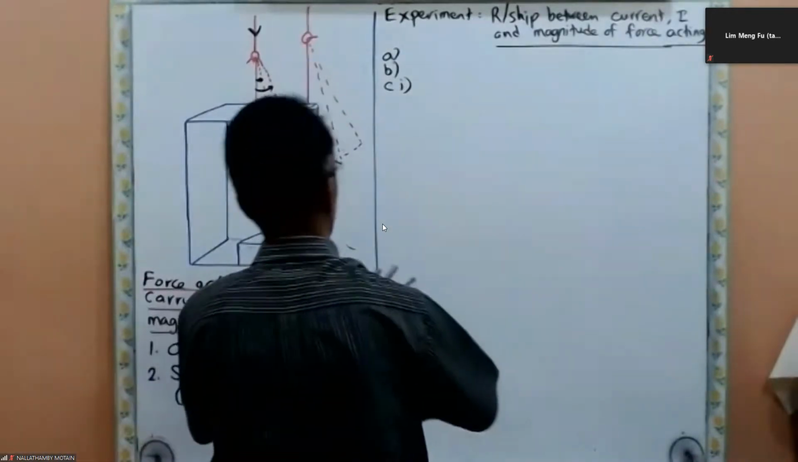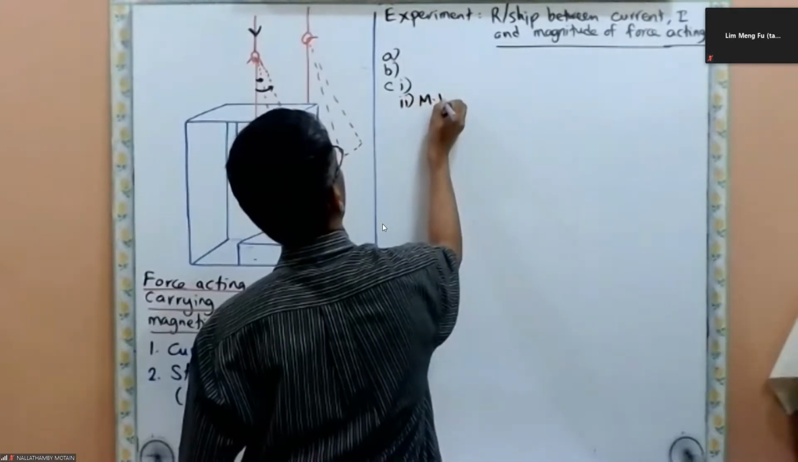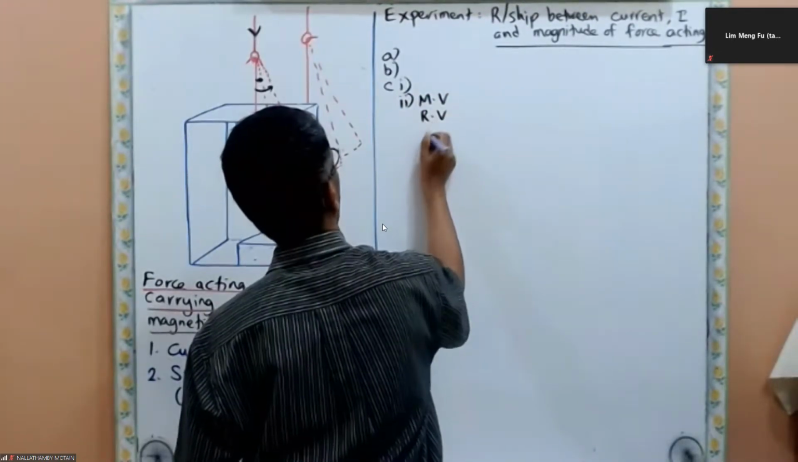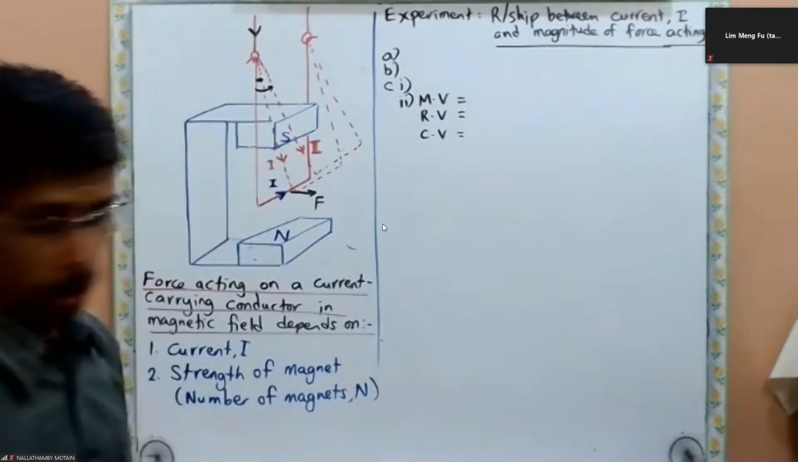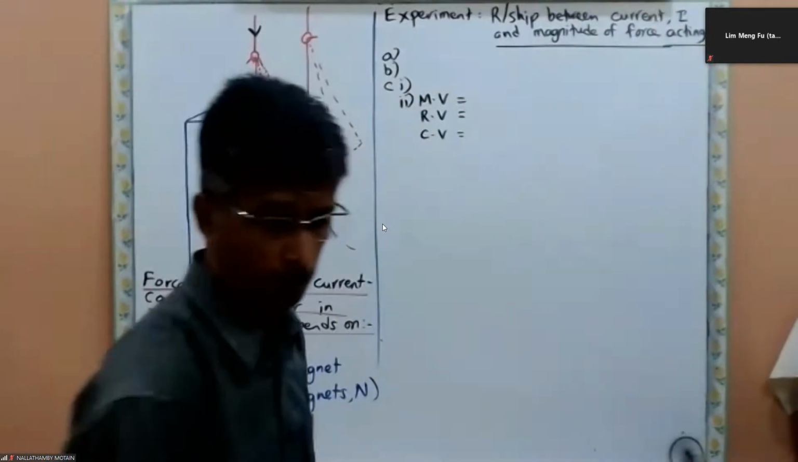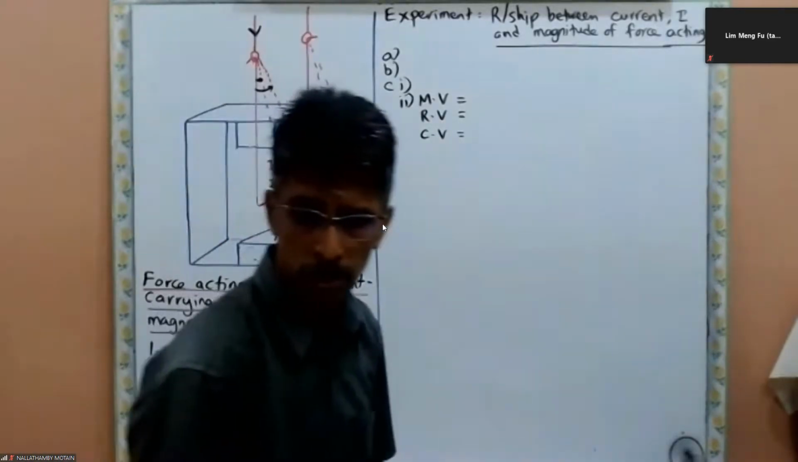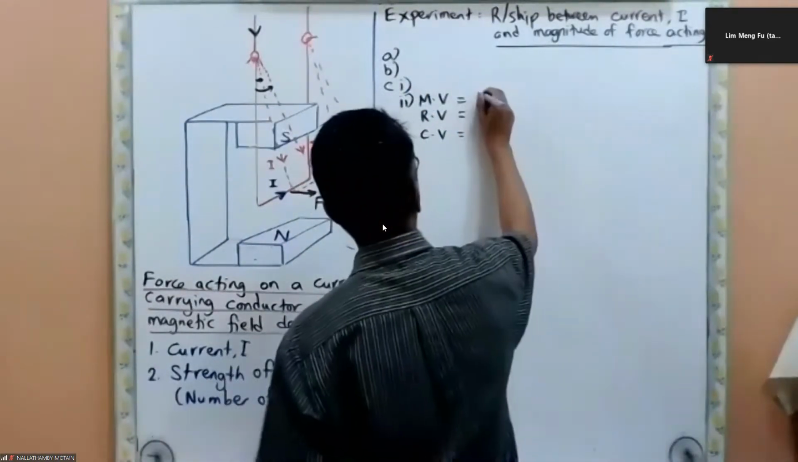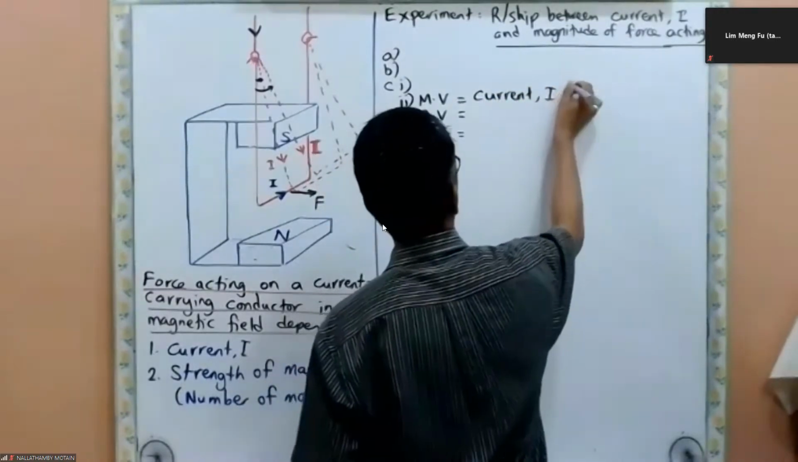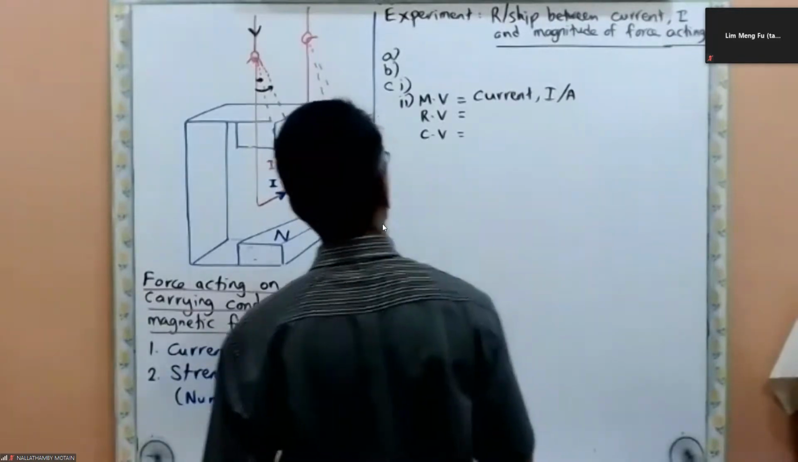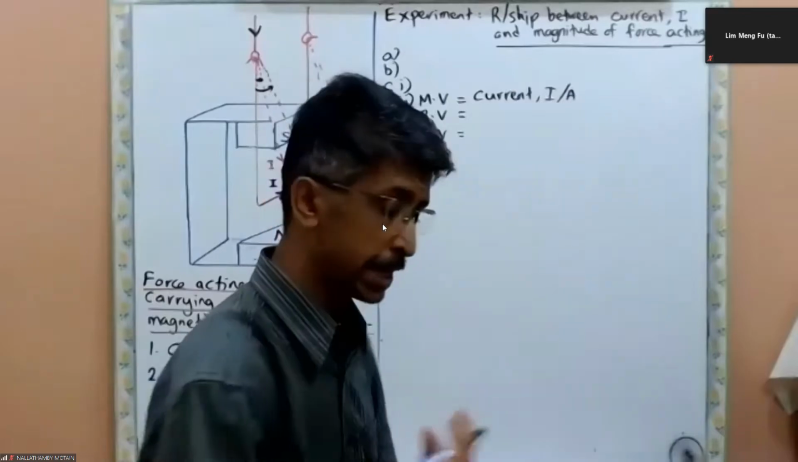Okay, we come to C2. Manipulated variable, responding variable, and constant variable. In the exam, please write complete. The manipulated variable is current I, ampere. The responding variable is actually the force. Never mind. You write this first. Later, I'll explain to you.